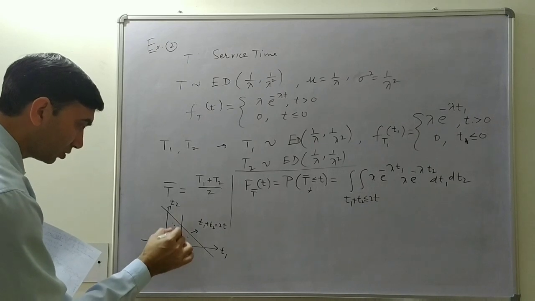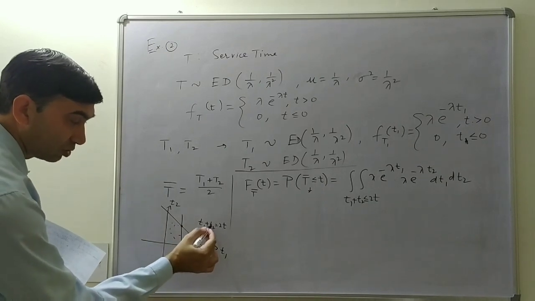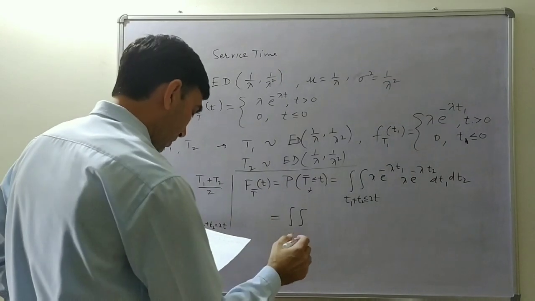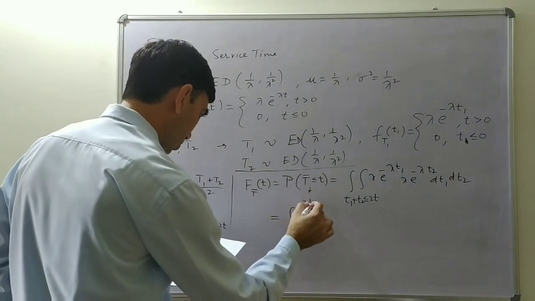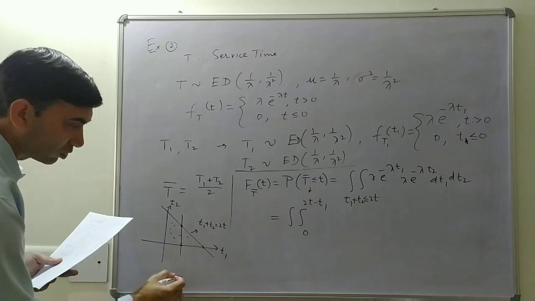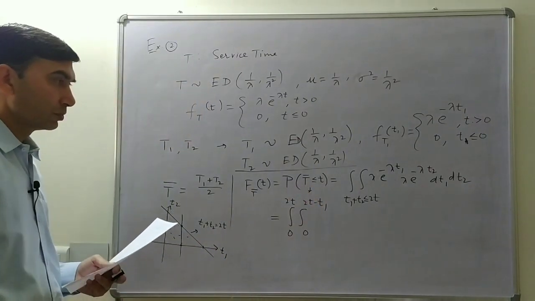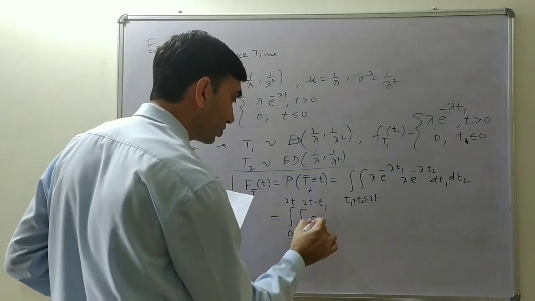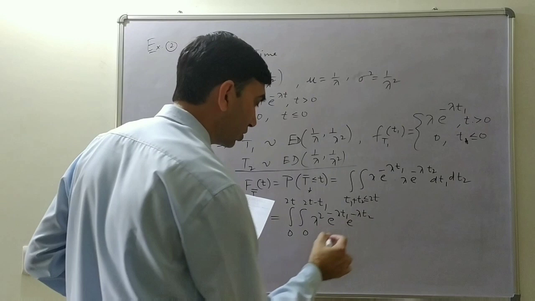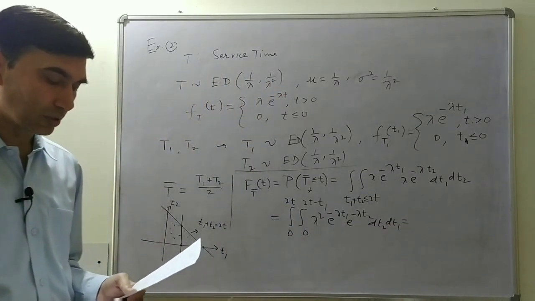let's choose a ray parallel to the T2 axis, where it enters at 0 and where it leaves. It leaves at T2 equal to 2T minus T1. So I can write that double integral like this. T2 from 0 to 2t minus t1. And what are the t1 limits? 0 to, what is the rightmost point here? 0 to 2t. From here, what do you get? Lambda square e power minus lambda t1, e power minus lambda t2. Since these are limits for t2, you should write dt2, dt1. Now solve this double integral.